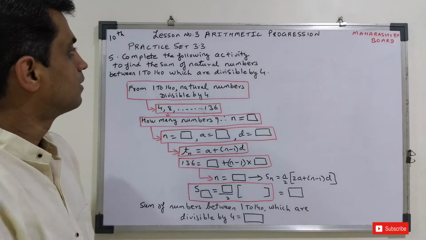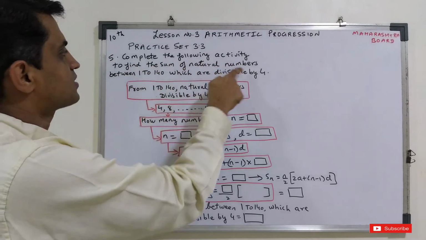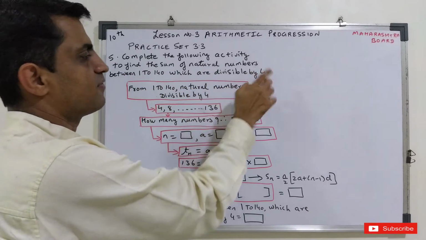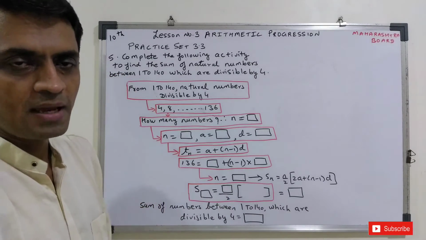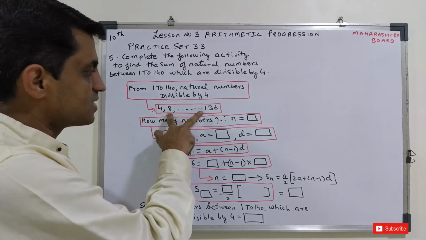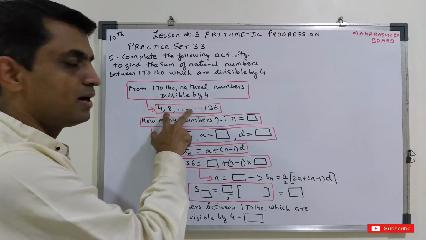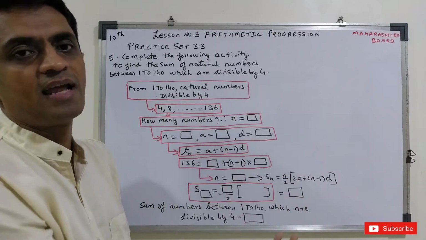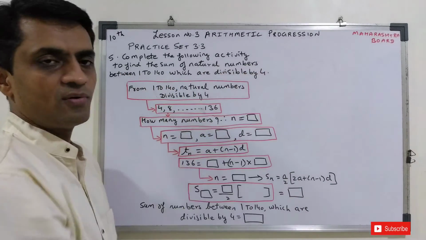Fifth sum. Complete the following activity to find the sum of natural numbers between 1 to 140 which are divisible by 4. Now in the textbook it is written "from". Make the change, make it "between", because the numbers written here are as per between. Then only you will get the answer which is there behind your textbook.